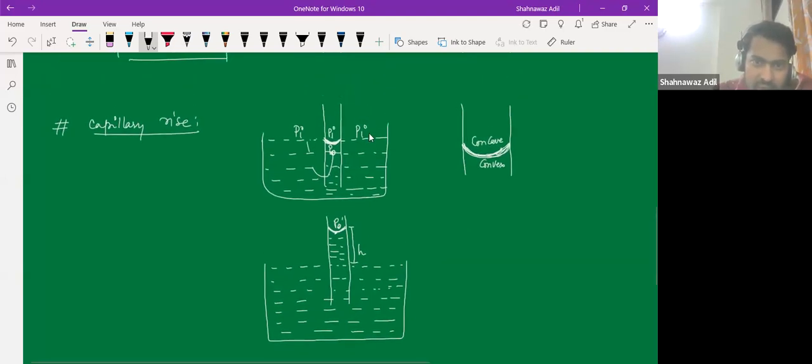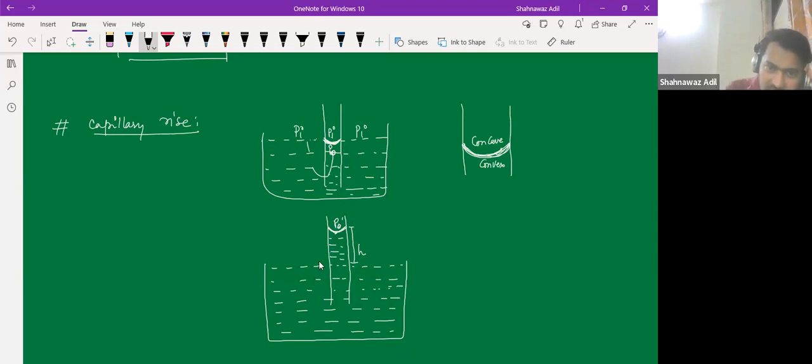Because all these points are at the same height, so all these have the same pressure, right? But you see that this pressure is in here. This is the concave part. This is the convex part. So inside this point, the pressure is less. So to balance this pressure, the water will put some pressure from inside, right? And then it will rise. So it will rise up to some height, right?